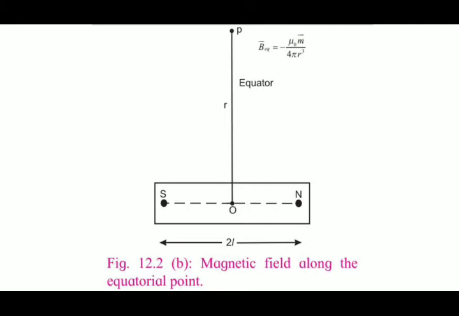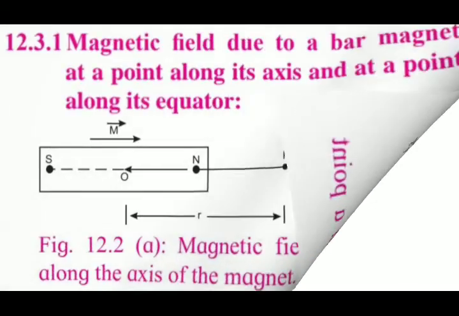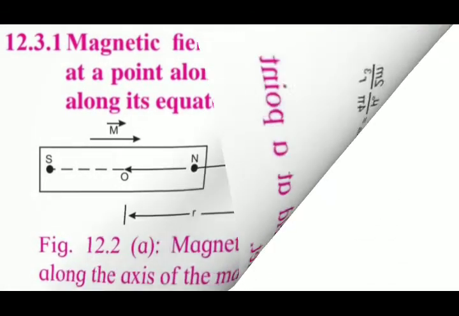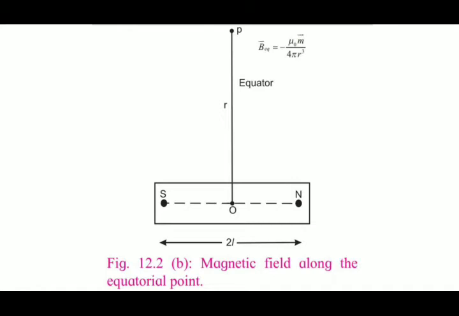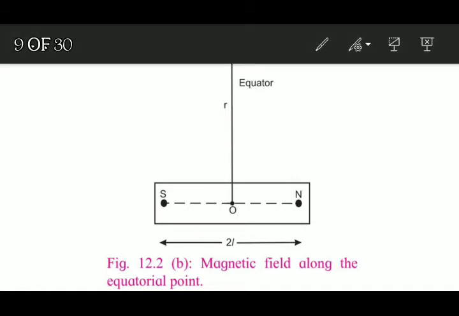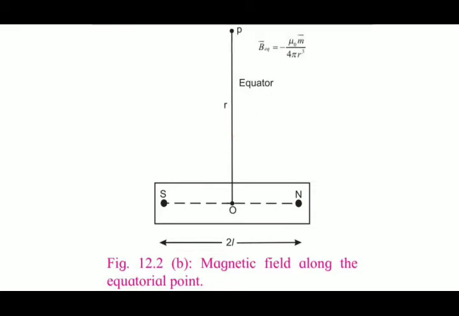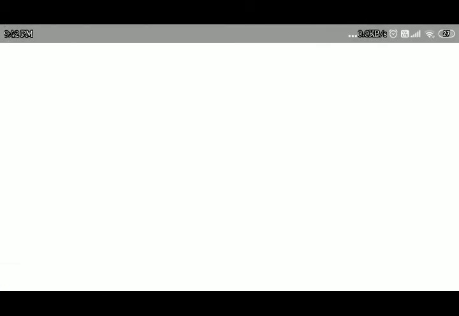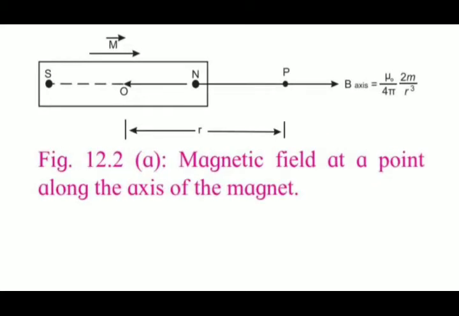So the magnetic field due to a bar magnet along its axis, or sorry, along its equator, is B equator is equal to mu naught upon 4 pi, m upon r cube. See the formula. Now let's see how we can derive this.